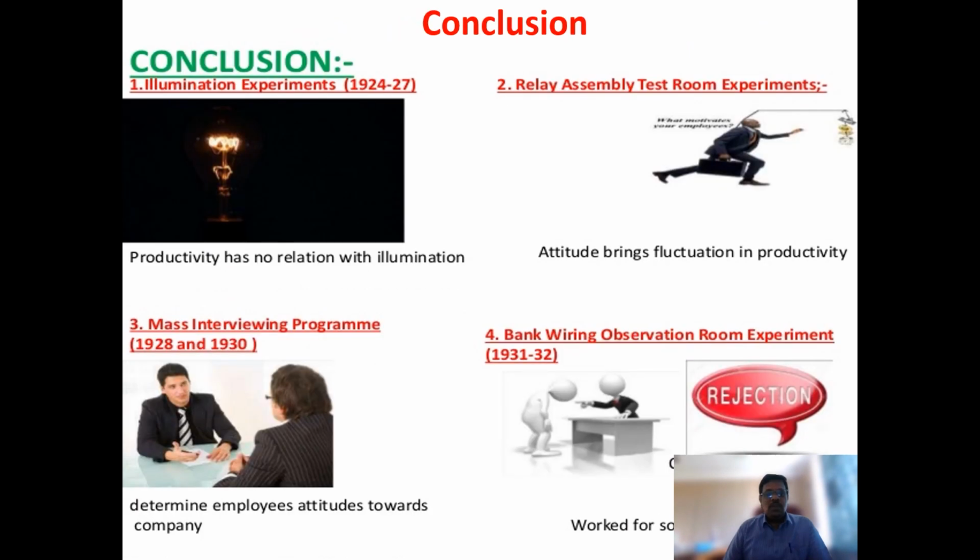The conclusion of the Hawthorne experiment: the first test is the illumination experiment. Productivity has no relation with illumination. The relay assembly test room experiment showed that attitude brings fluctuation in productivity. The third one is the mass interview program, which determined employees' attitudes towards the company, whether productivity increases or decreases. The bank wiring observation room showed workers behave as a social group.